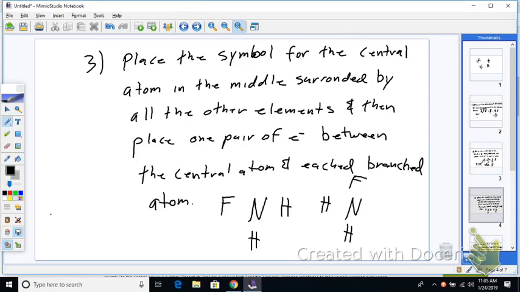What's the other thing that you're required to do in step 3? Place 1 pair of electrons between the central atom and... Right, you just decide, hey, I'm going to put a pair of electrons to show that there is a connection, there is a bonding between that central atom and each of the branched atoms. So those ones on the outside are called branched atoms.